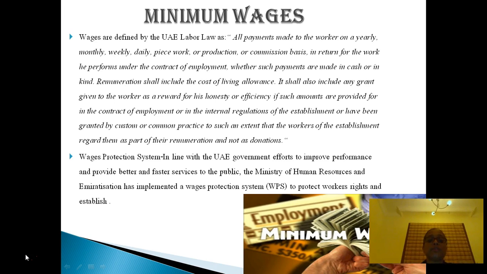Wages protection system. In line with the UAE government's efforts to improve performance and provide better and faster services to the public, the Ministry of Human Resources and Emiratization has implemented a wages protection system to protect workers' rights.